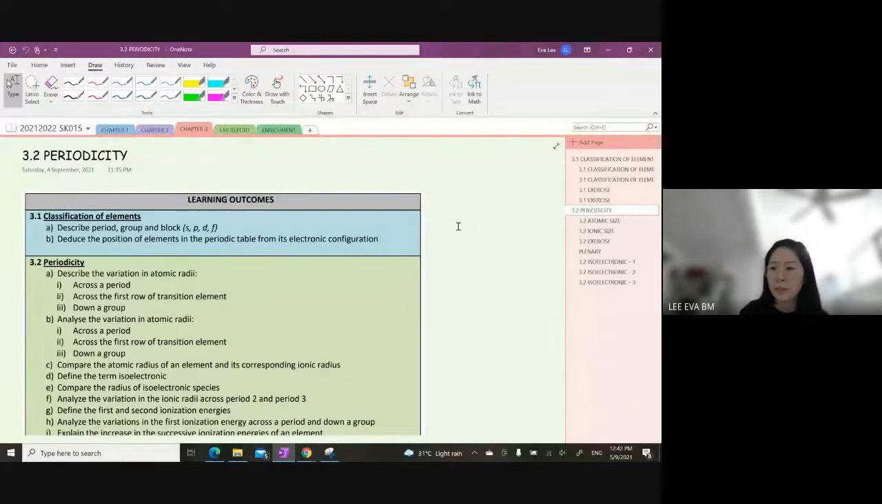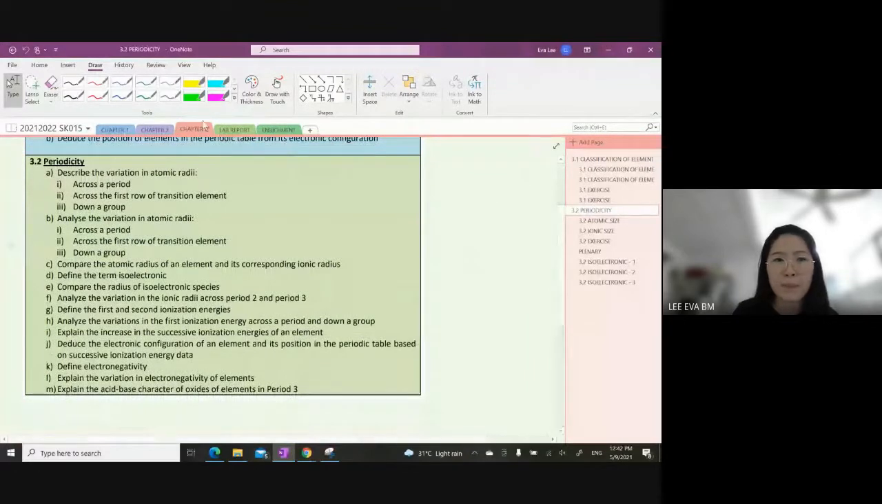Okay, so let's look a little bit, another 15 minutes like that. We just talk about this one, right? So for chapter 3.2, here is your learning outcome. It's slightly longer than 3.1 and it's totally different. Kita tak ada mention lagi electronic configurations, the period, the group, the valence electron and so on. But you need to recognize the terms. For example, period, the group, the transition element, size, radius. So let's see the learning outcome.